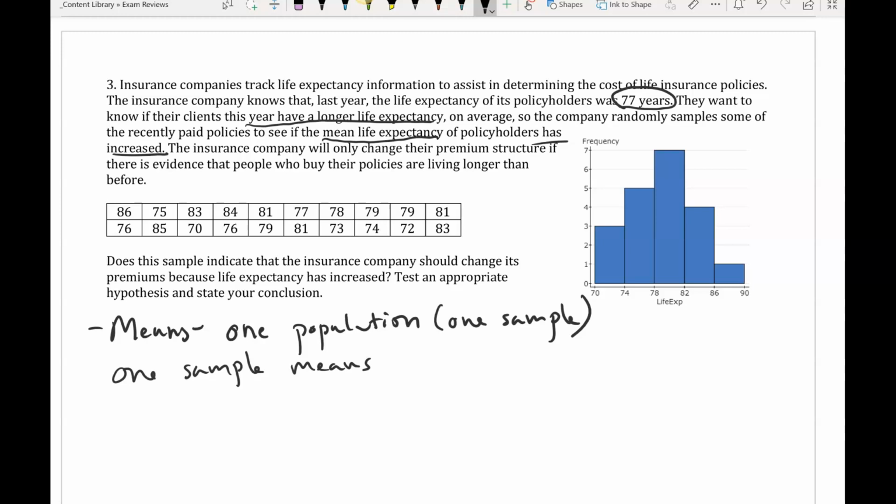Now, since it's a one sample means test, I do need to figure out whether or not I'm going to be running a t-test or a z-test. And again, just like before, we have to ask, do I have sigma? Okay, so there's that question. Do I have sigma? And the answer is no. If you go through and read through here, we do not have sigma, right? So it's a one sample means t-test.